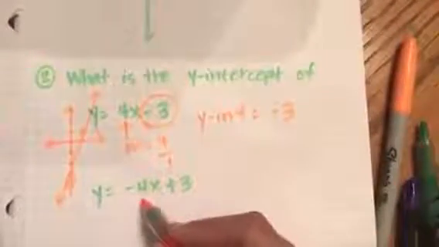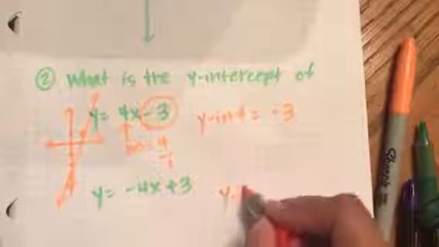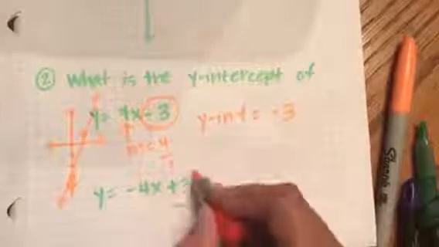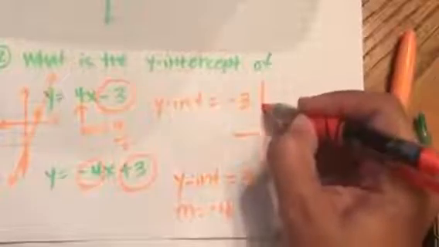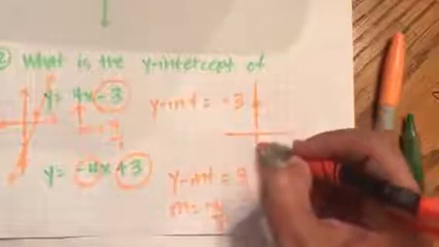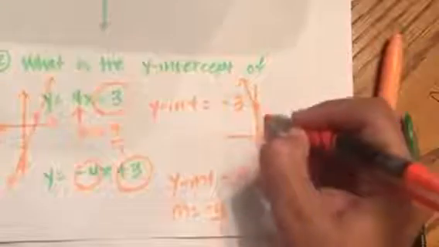What's my y-intercept of y equals -4x plus 3? Y-intercept is positive 3. What's my slope here? Slope would be -4. So I could use 3 and -4 to graph this line. So if I went up to 3, and then I did -4 over 1, so that would be go down 1, 2, 3, 4 to the right 1, and that would be the line y equals -4x plus 3.